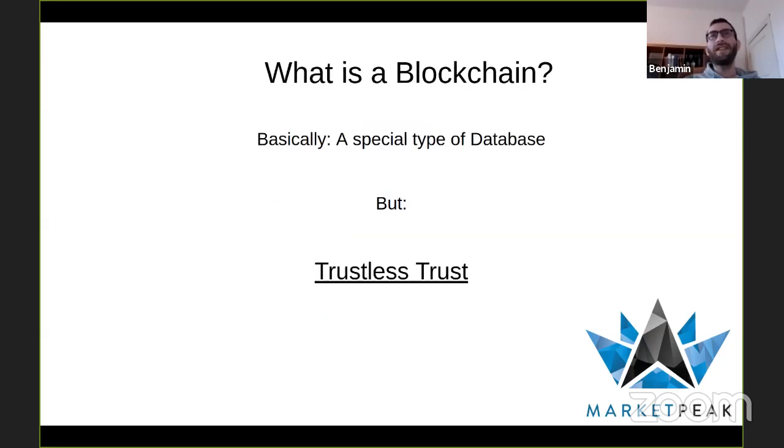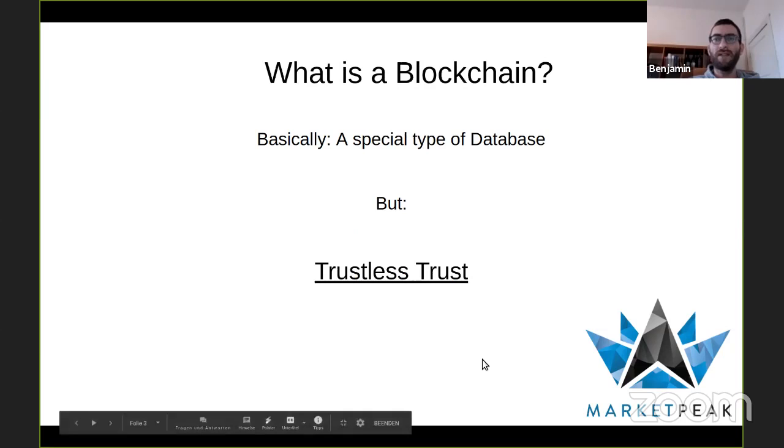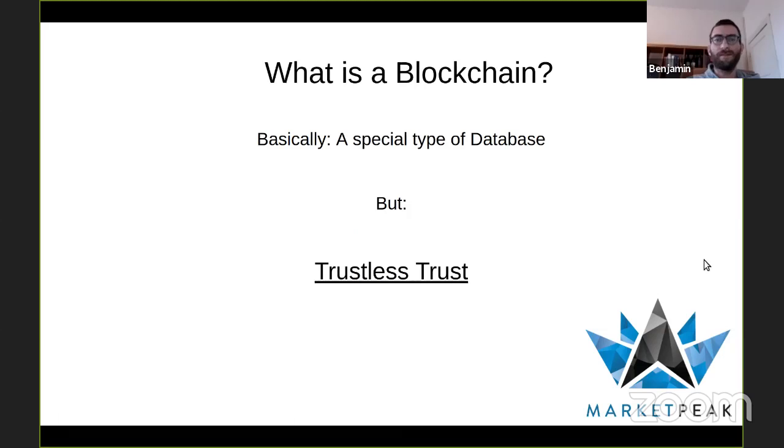So, what is a blockchain? Simply put, it's actually nothing else but a special type of database. We have had old school databases for decades now. Blockchains are just a database with one important difference though, and that is what makes it different to everything else that we had before, and that is trustless trust, a thing we could never have before.